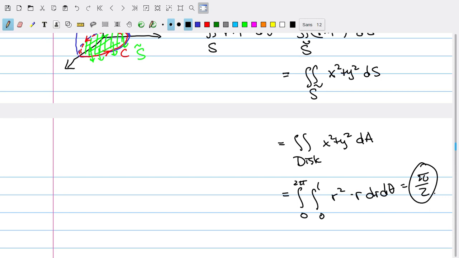So that's another really nice application of Stokes' theorem. But let's end there for now, and we'll pick up next time with our very last video lecture, which is going to be on the divergence theorem.